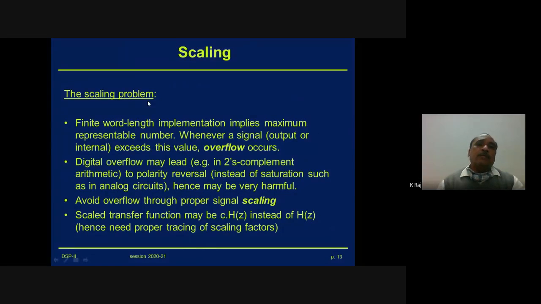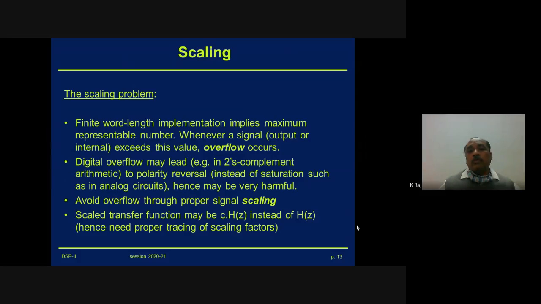Now the scaling problem, finite word length. If we consider the finite word length implementation, that implies a maximum representable number. Then what will happen due to this scaling effect? Overflow may take place, and digital overflow may lead to polarity reversal, or may affect the stability, which becomes harmful.